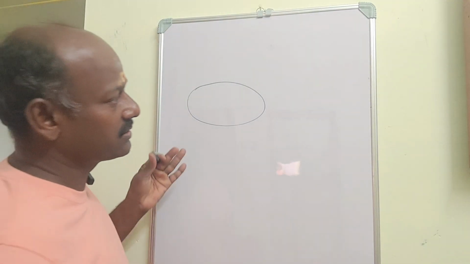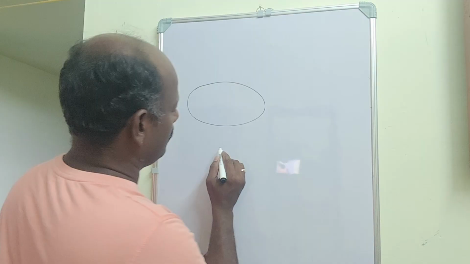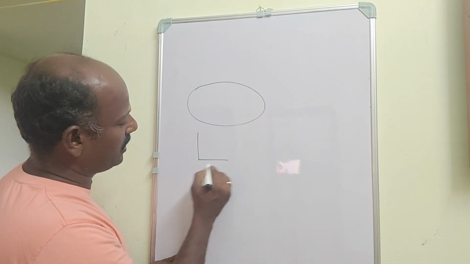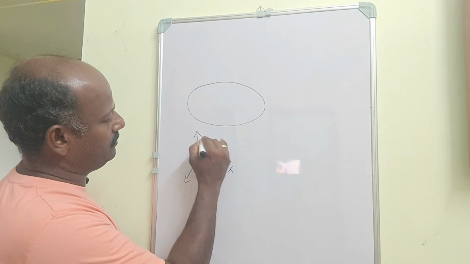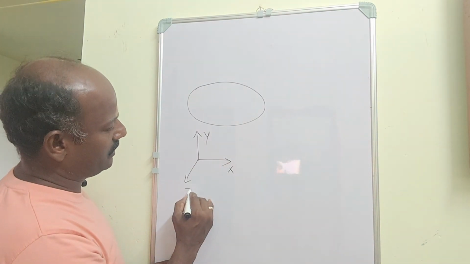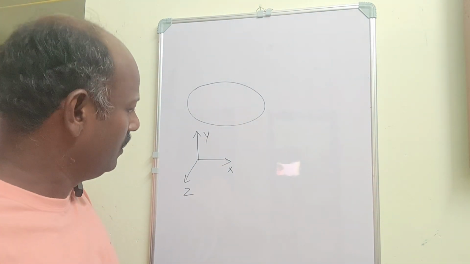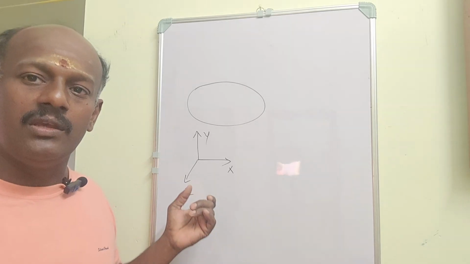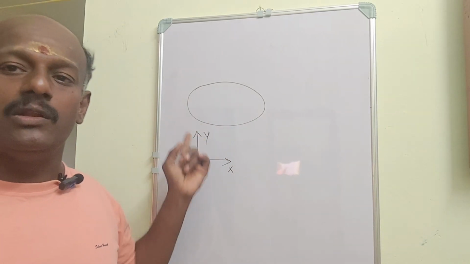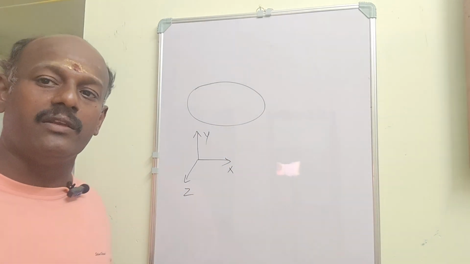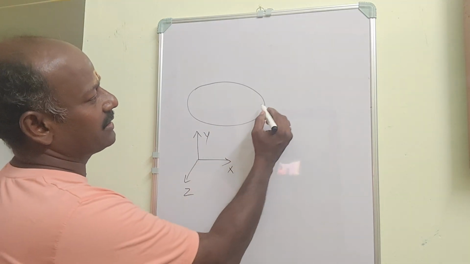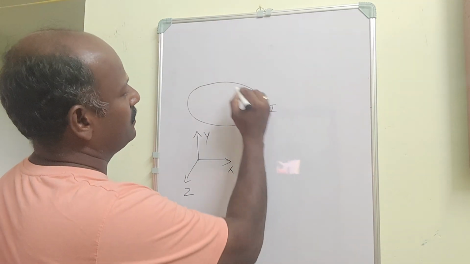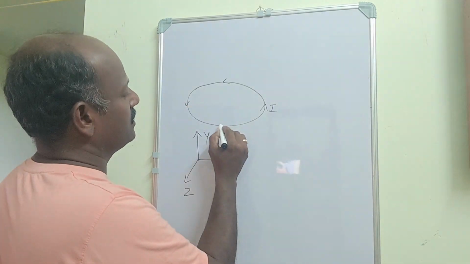So let us consider a three-dimensional path. Three-dimensional path means take x, y and z axes. So let us consider the object. The coil will be located in the xz plane, and it carries the current I. The current will be moving in this direction.